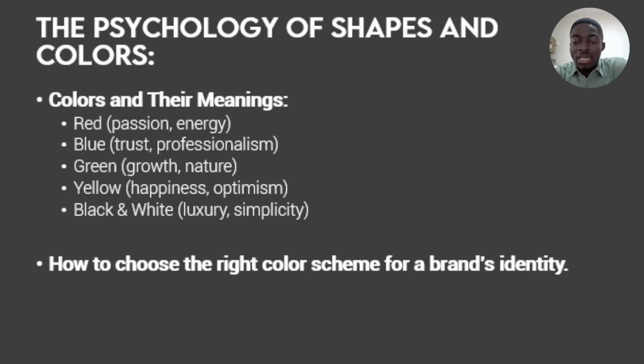Now with colors, colors also have their meanings. If you go to the color theory class, you would realize that we also spoke about colors there as well. So with colors, we are looking at red for passion and energy, blue for trust and professionalism, green for growth and nature. So depending on what you are working on, you would decide to use these colors, or merge two or three together. Yellow stands for happiness and optimism, whilst black and white is for luxury and simplicity. And you would attest to the fact that these things are sort of a general rule that designers use when they are making logos.